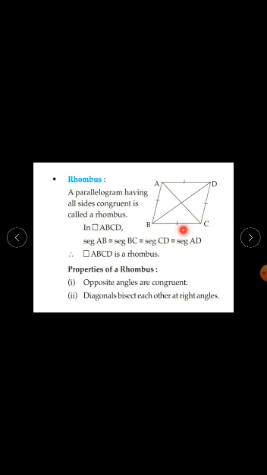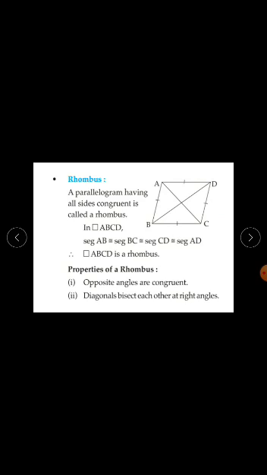This is your quadrilateral ABCD. In quadrilateral ABCD, segment AB is congruent to segment BC, congruent to segment CD, congruent to segment AD. Therefore, quadrilateral ABCD is a rhombus. A parallelogram having all sides congruent is called a rhombus.